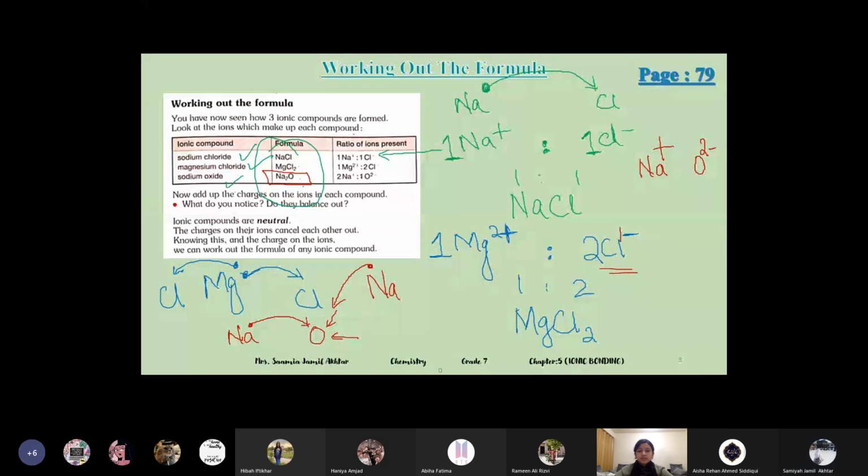So how many sodium atoms are in this structure? Just 2. Because one is giving 1 electron, another is giving another electron to oxygen, completing oxygen's demand. So there are 2 Na to 1 oxygen. So the ratio will be 2:1, and the formula will be Na2O.